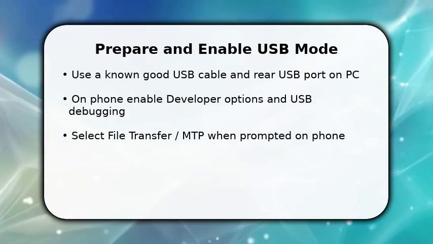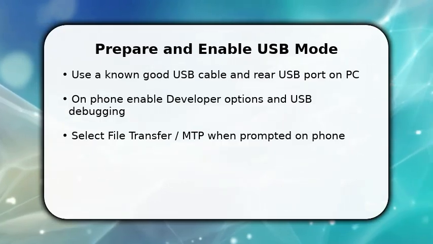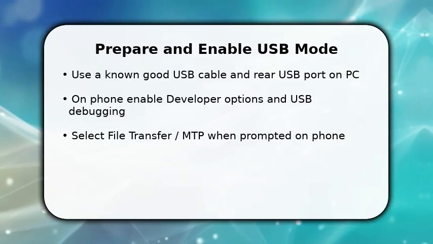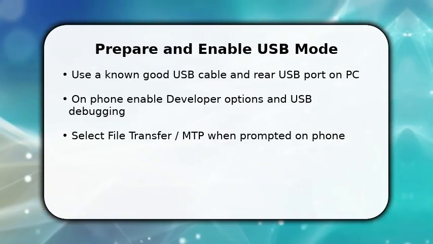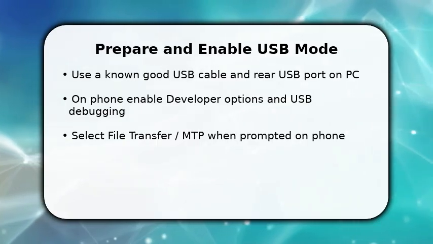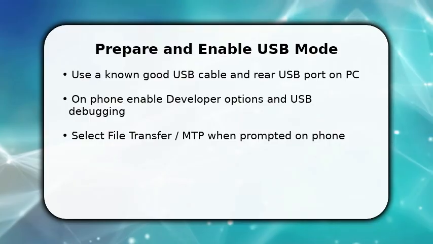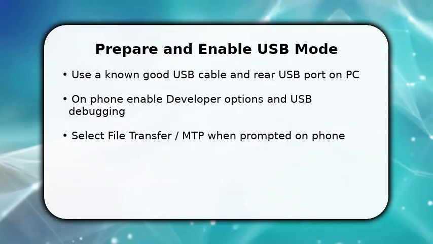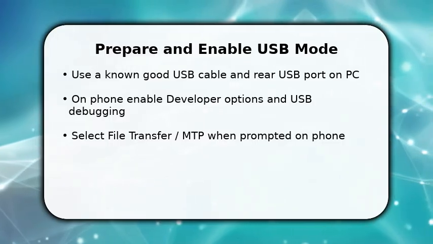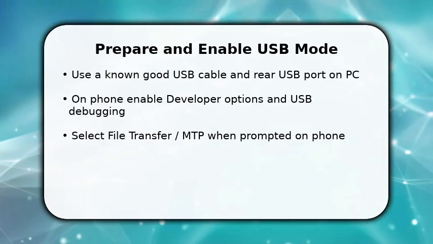You're starting live? Use a high-quality data cable and plug into a rear PC USB port so power and data are stable. On your phone, open Settings, enable Developer Options, and turn on USB debugging. This lets the computer access files reliably. Once you connect, swipe down the phone notification shade and choose File Transfer or MTP mode. That tells the OS to mount storage.